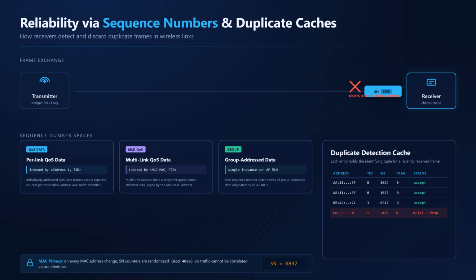Privacy is also a key consideration. If a device is using MAC privacy features, it needs to make sure its communication patterns don't reveal its identity. To do this, the sequence number counters are randomized whenever the device's address changes. By resetting these counters using a modulo operator, the device can maintain reliability while ensuring that an observer cannot easily track a single device across multiple sessions.